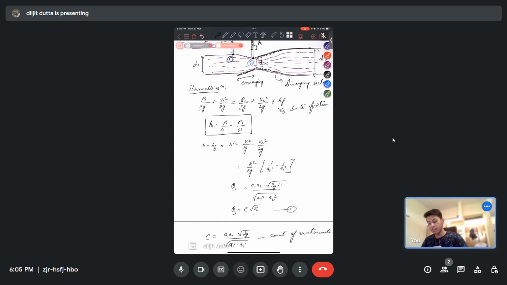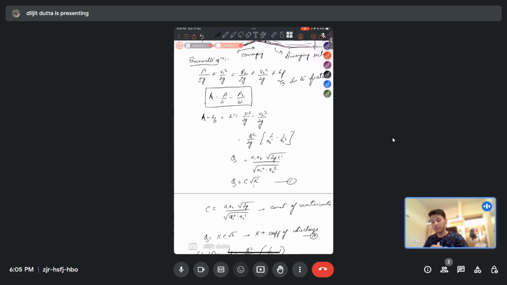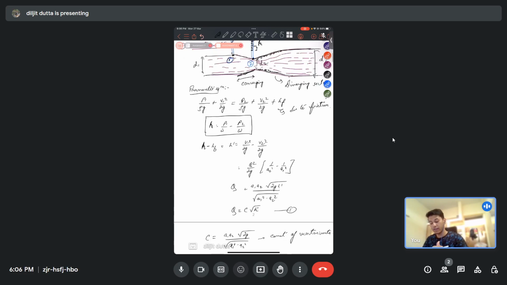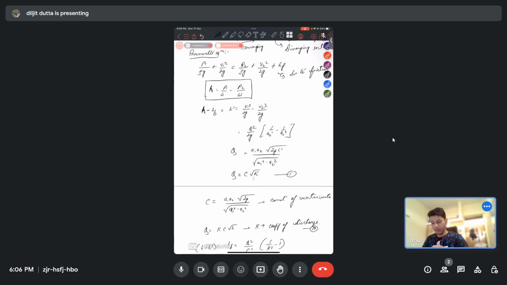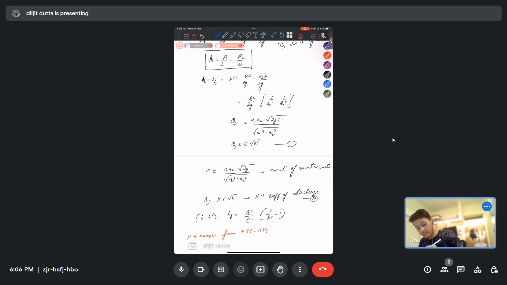Now we replace this term in the initial equation, so we get H minus HF, which is equal to H dash, equal to V1 square by 2g minus V2 square by 2g. We replace V by Q by area. If we take the area at section 1 as A1 and the area at section 2 as A2, then we get H dash equal to Q square by 2g times (1 by A2 square minus 1 by A1 square). If we rearrange the terms, we get the equation of flow: Q is equal to A1 A2 under root 2 g H dash, divided by under root of (A1 square minus A2 square).